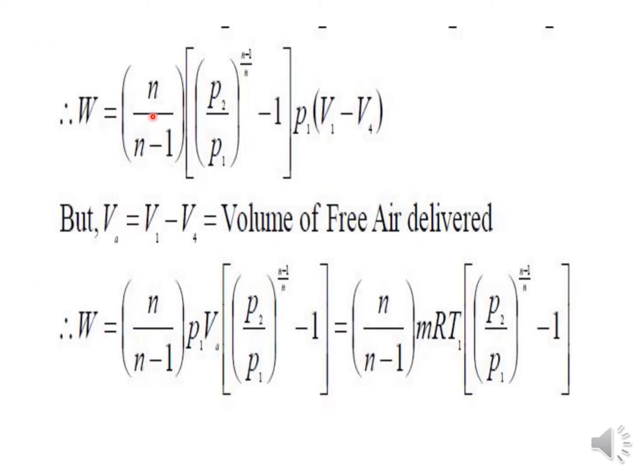So W is equal to n divided by n minus 1. Same thing I have taken common. P2 by P1 raised to n minus 1 by n minus 1 is common. P1 is also common. So V1 minus V4, that V1 minus V4 here is written as VA. So VA, I have got free air delivery from that PV diagram. But what is PV? PV is equal to MRT. So it is P1 V1 equals MRT1. I have just substituted this and kept the same equation here. So this is the work done without the clearance volume.